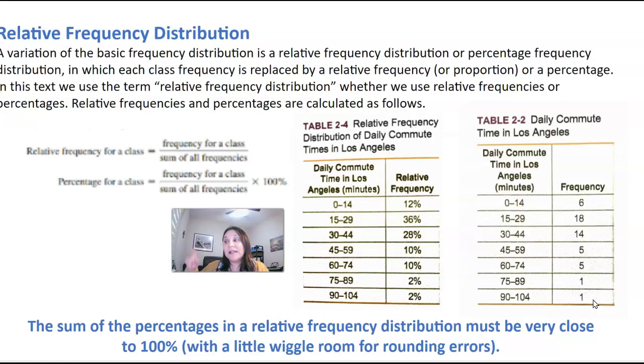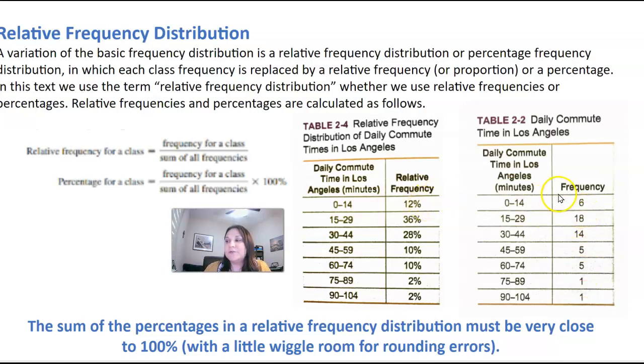So how do I get from one to the other, right? To create a relative frequency table from a frequency table, I first need to know what the total number of people was in the frequency table by adding, and you'll forgive me, I'm not doing this under the camera, but I'm just adding 6 and then 18 and then 14 and then 5 and 5 and then a 1 and then a 1, and I'm getting a total of 50.